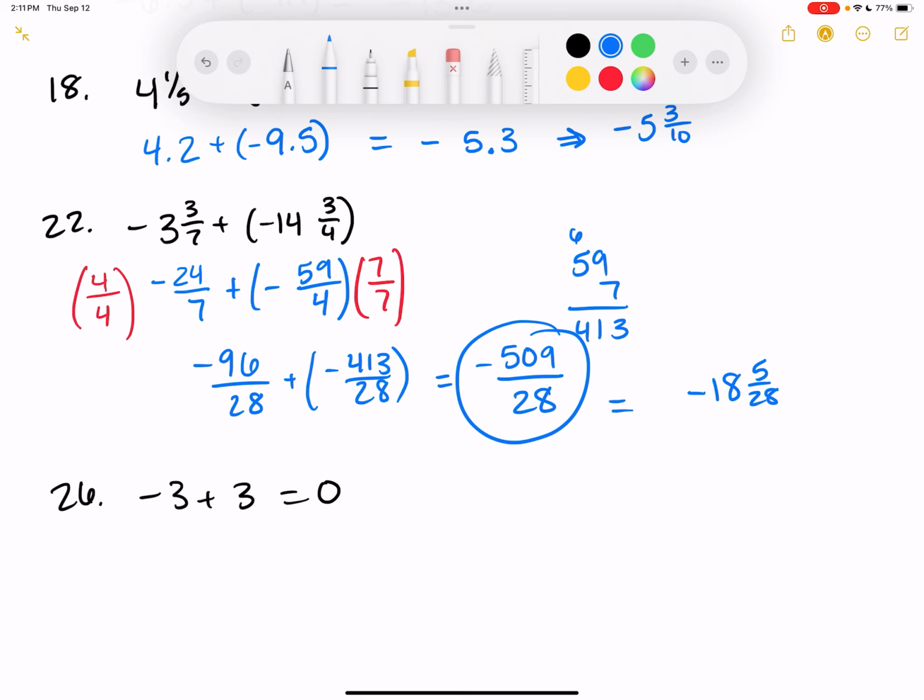Inverse property. The -3 plus 3, those are opposites. So that would be the inverse property of addition. Yes. Do we have to put property on it, or can we just write inverse? No, it's fine. You can just write inverse.